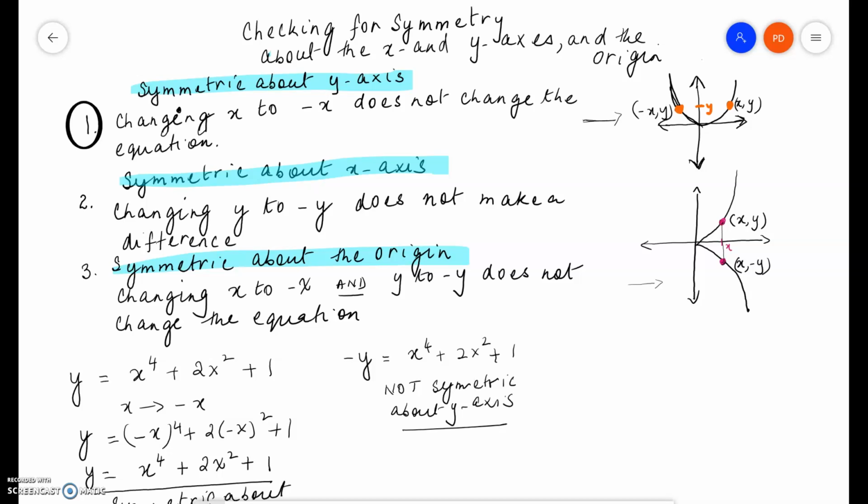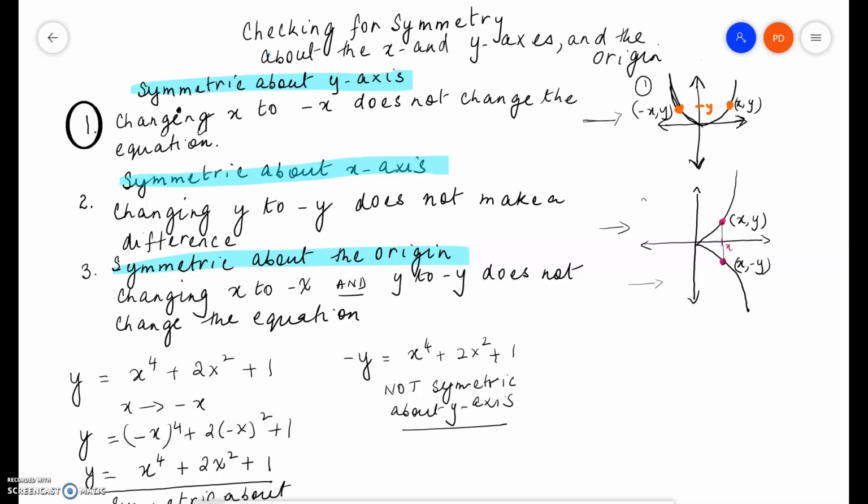So here we'll look at the various tests for symmetry. Symmetric about the y-axis. So look at this. Example 1 is an example of a graph that's symmetric about the y-axis. Changing x to negative x does not change the equation. If that is true, then the graph is symmetric about the y-axis.